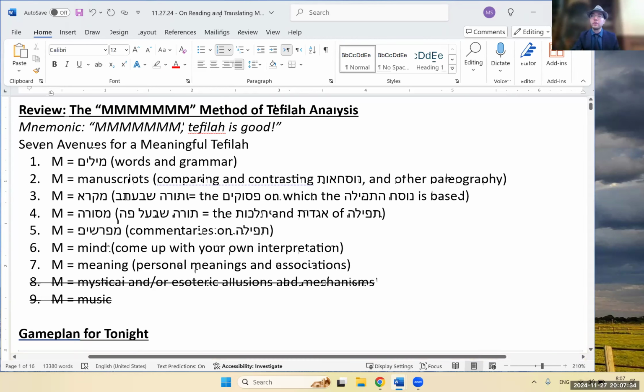So what they chiefly do is they trace back the phrase in Tefilah to its origin pasuk, which we don't know. It's all theorizing.